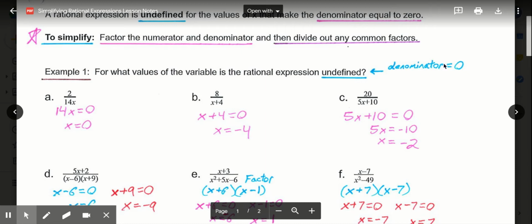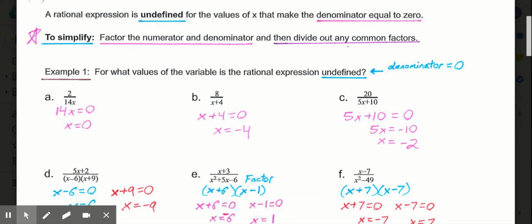If we're looking at this first example of 2 over 14x, to find out when it's undefined, we set the denominator, the bottom, equal to zero. So 14x equals zero, and solve for x, which means it's undefined when x is zero.